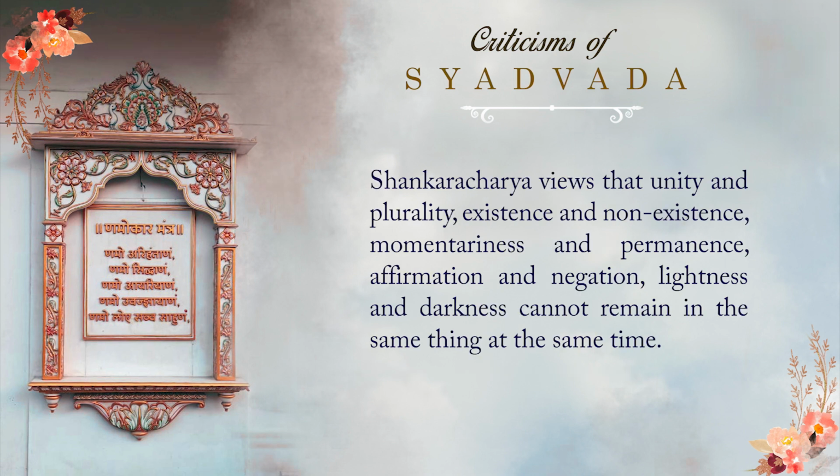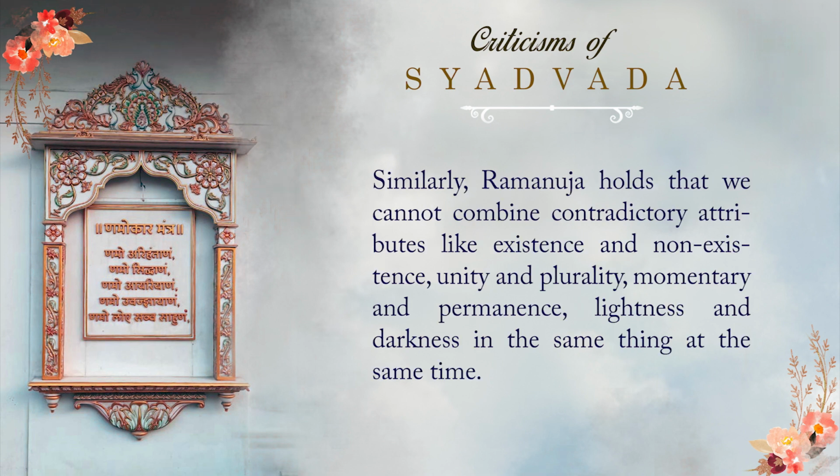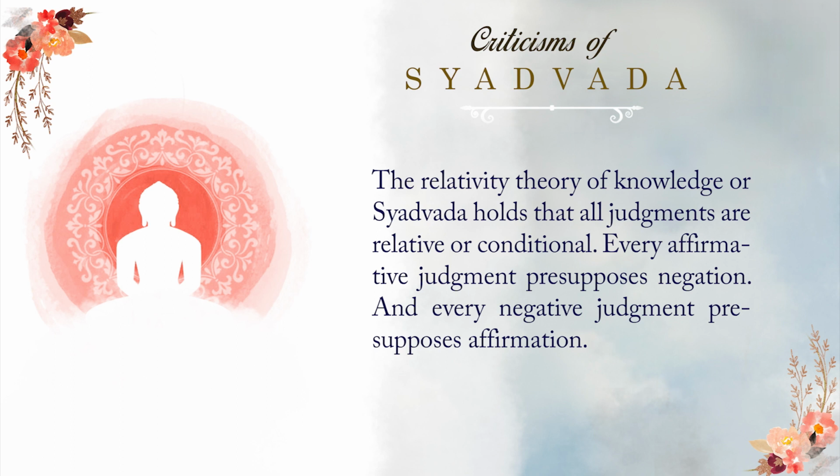Shankaracharya views that unity and plurality, existence and non-existence, momentariness and permanence, affirmation and negation, light and darkness cannot remain in the same thing at the same time. Similarly, Ramanuja holds that we cannot combine contradictory attributes like existence and non-existence, unity and plurality, momentariness and permanence, light and darkness in the same thing at the same time.